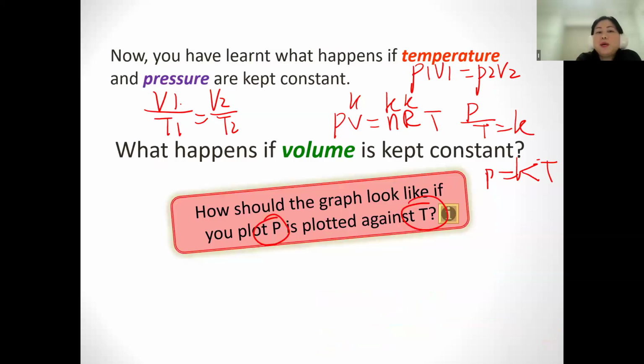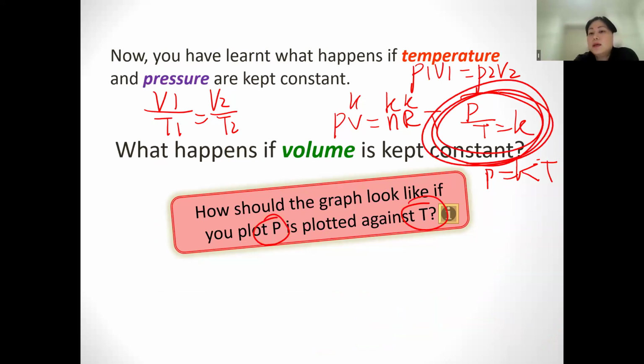Remember just now we have V1 over T1 equals to V2 over T2, and we have P1 V1 equals to P2 V2. So we can have one more equation now. What's the equation? That's relating to P and T. Look at here. So we can have another equation, P1 over T1 equals to P2 over T2.